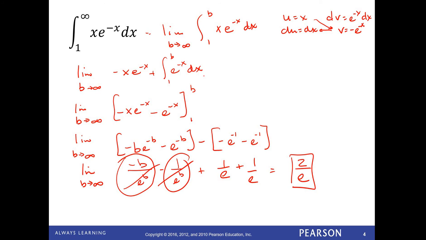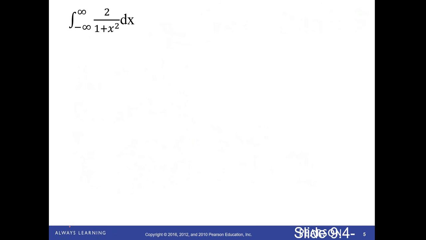So although we are approaching infinity and there is no closing point on my area, the area under the curve does approach a concrete value of 2 over e. Okay, let's do another one. I'm doing several examples so you see several different types.